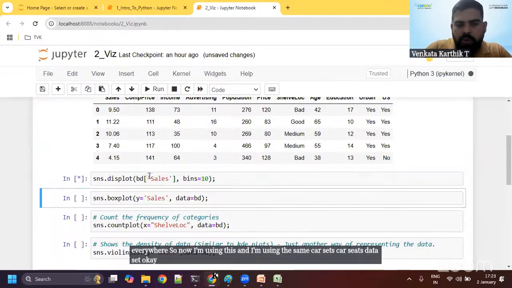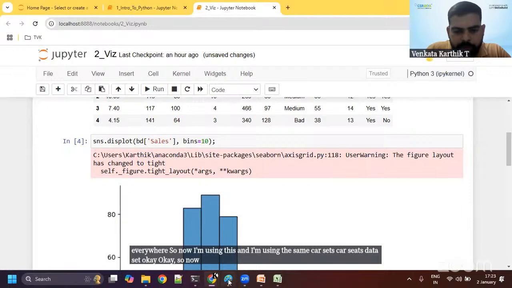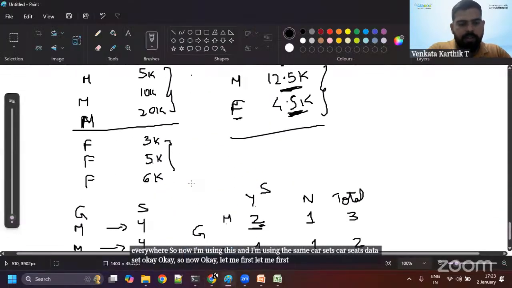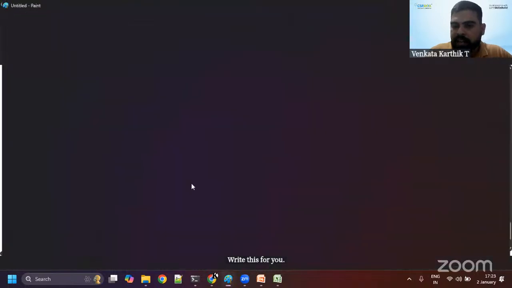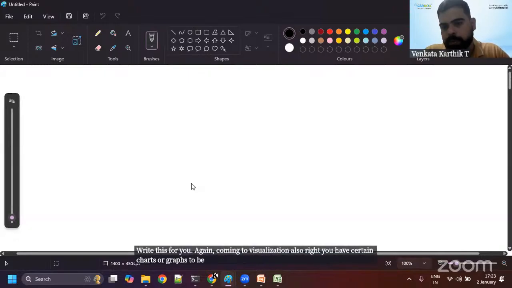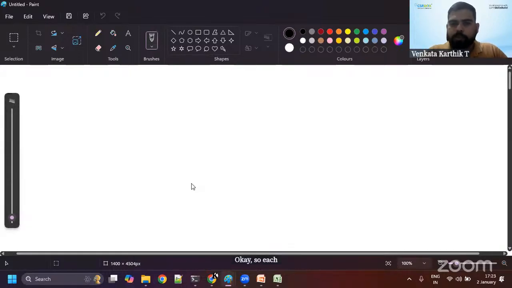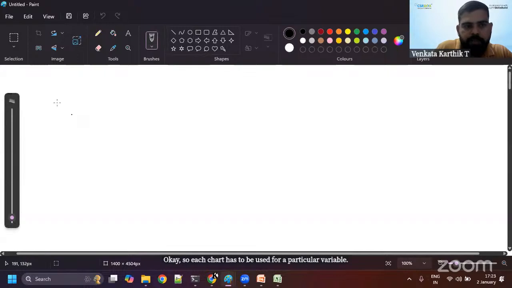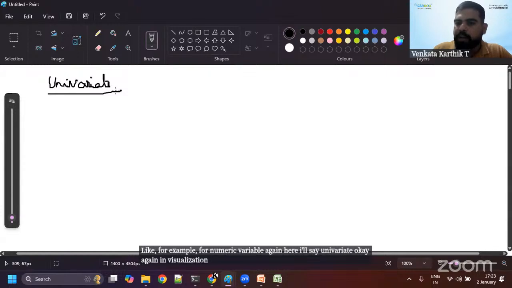Okay, so now let me first write this for you. Coming to visualization also, you have certain charts or graphs to be used for specific purposes. You cannot use any chart for any purpose. Each chart has to be used for a particular variable. For example, for numeric variables, again here I'll say univariate. In visualization also you can have univariate and bivariate. So, univariate numeric variables.